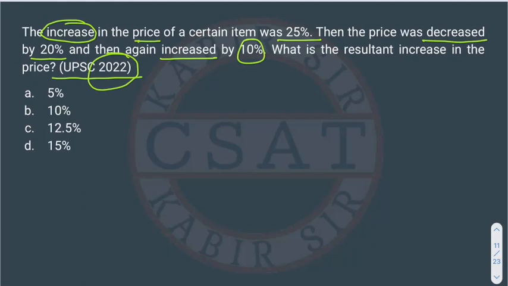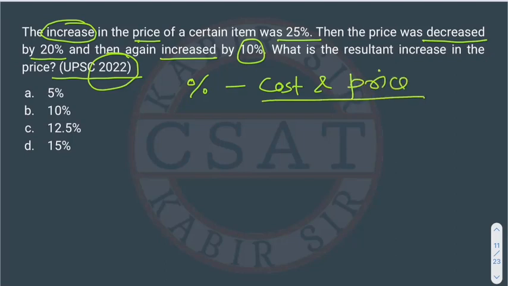Here, first of all, it seems like this question is not from percentage. Many students think it is from the cost and price chapter. In cost and price we also find percentage change, and in the percentage chapter we also find change in percentage, so these two overlap. But I will say this question is from percentage, because here they are not concerned with the market price and the selling price.